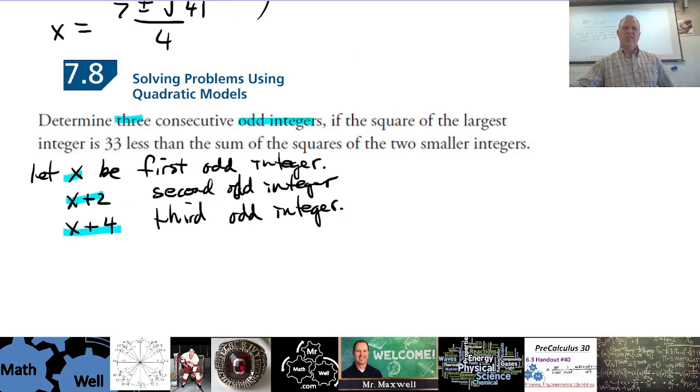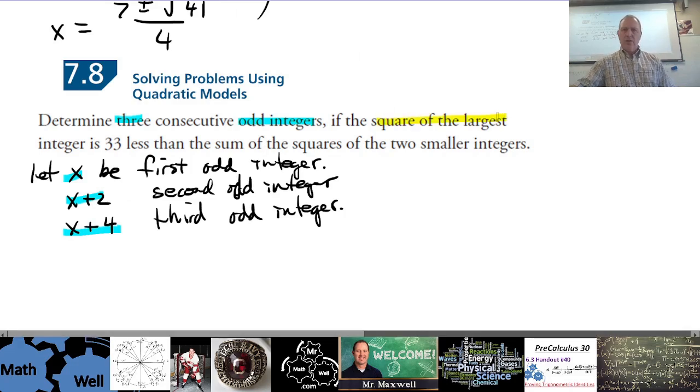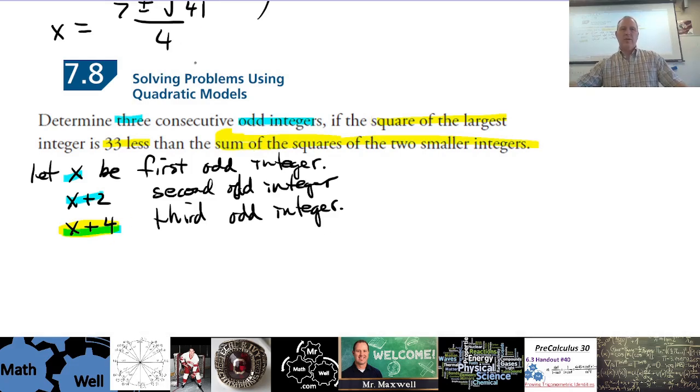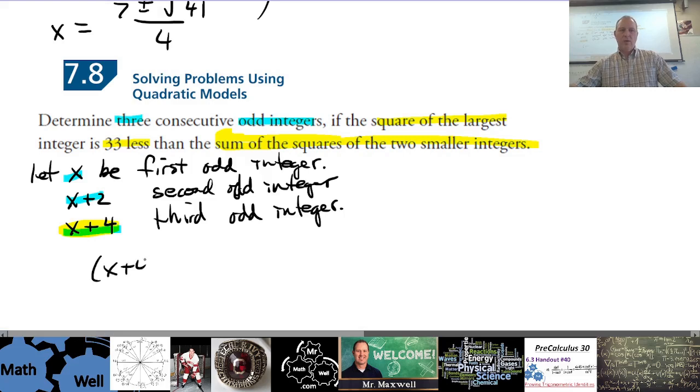Okay, so now this is where it gets kind of tough. Ready? The square of the largest integer, okay, that's the largest one, is 33 less than the sum of the squares of the 2 smaller ones. Okay, this is where it gets tricky. So this one, the square of the largest, I know what the square of the largest is. That's x plus 4 squared. Okay, now that is compared to, it's actually 33 less than.